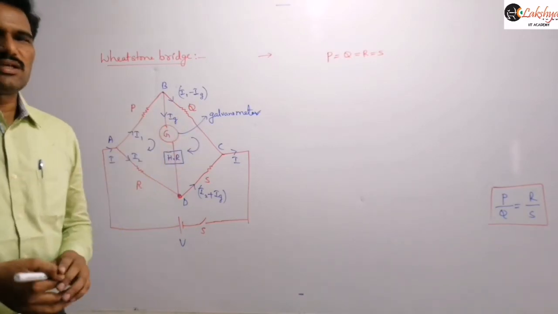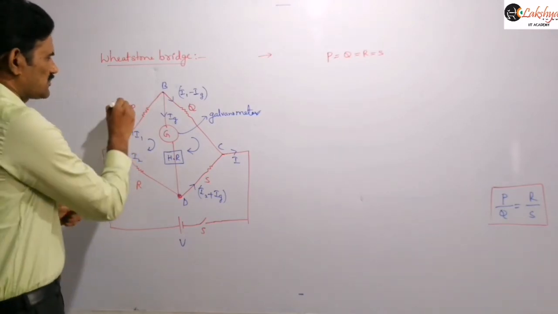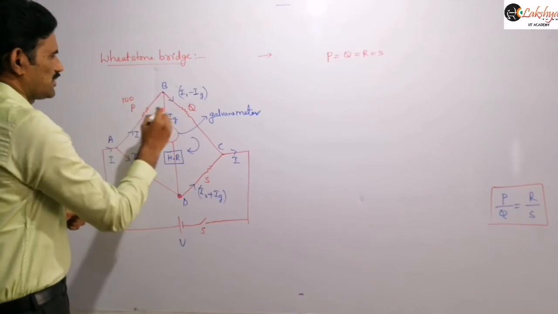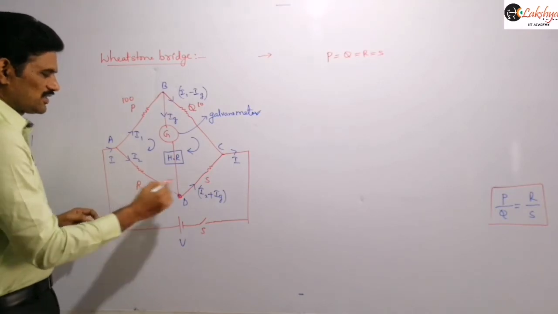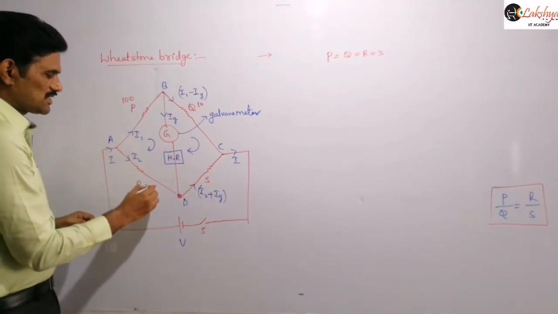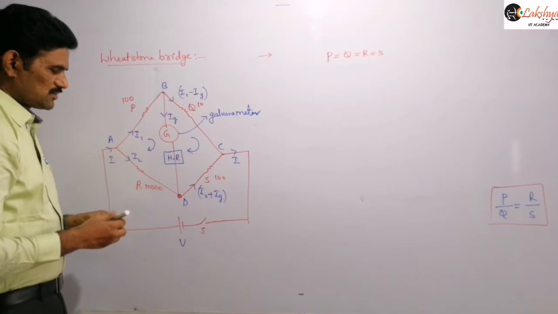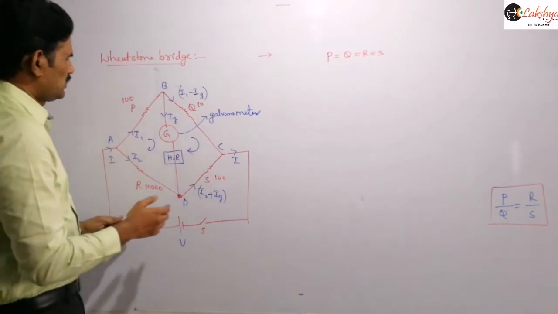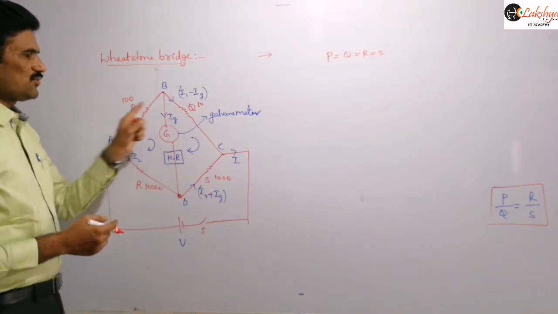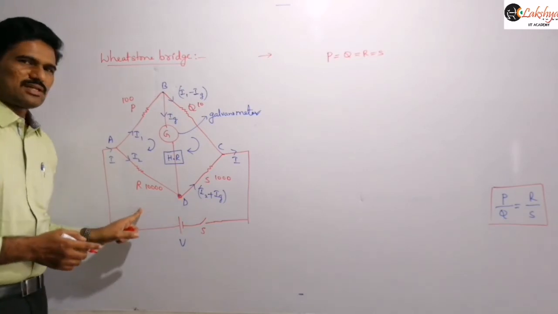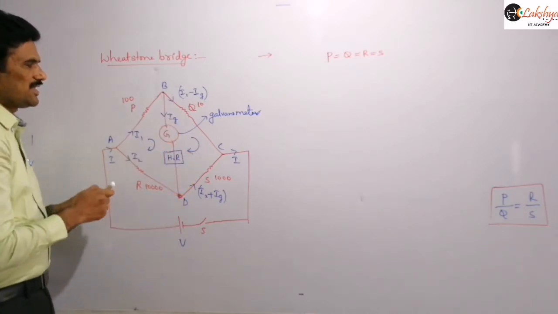Because just to satisfy the ratio, you can take any values. For example, here I am taking this value as 10. Let us take 100, and this value let us take 10. And suppose for this R and S I am taking 10,000 and 1000. Then this ratio P by Q will get 10, and R by S will also get 10.